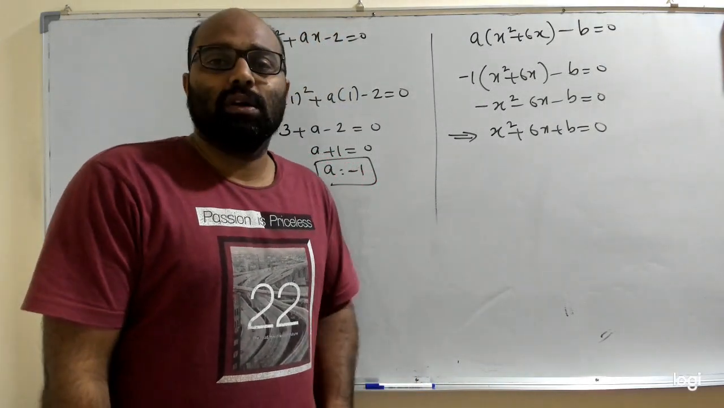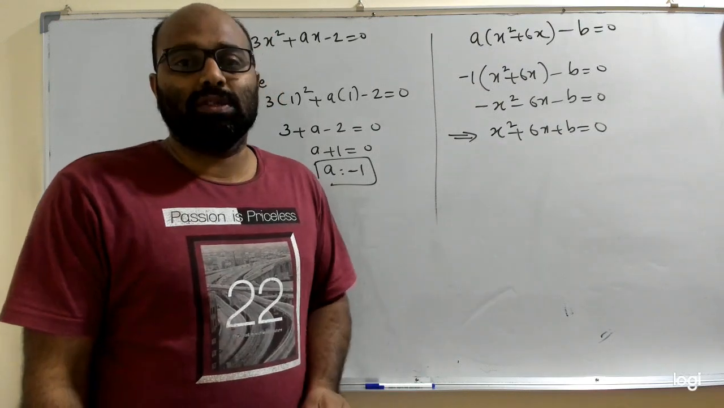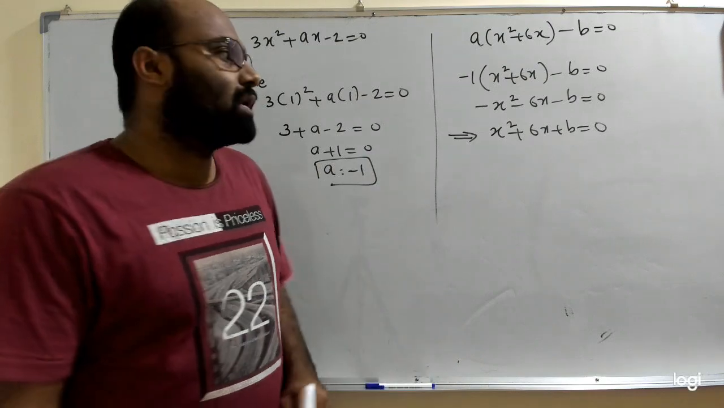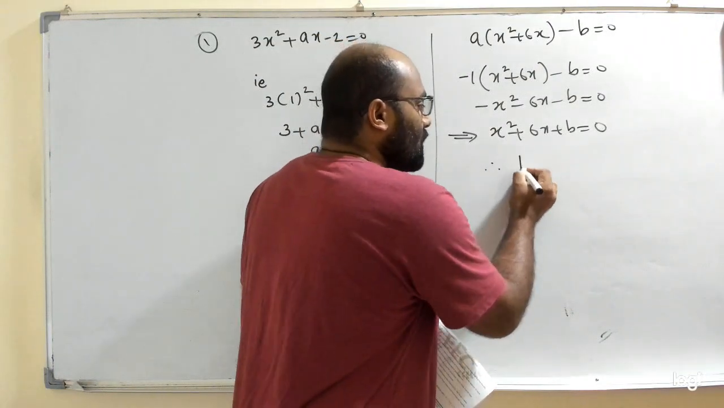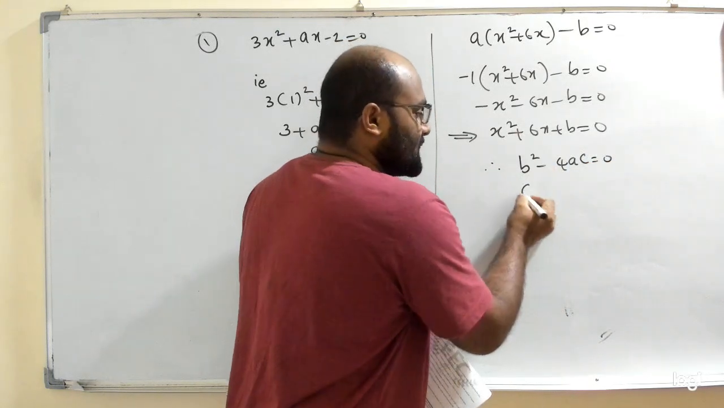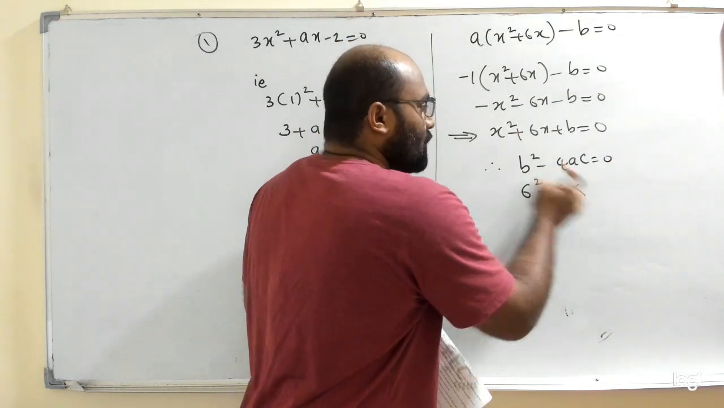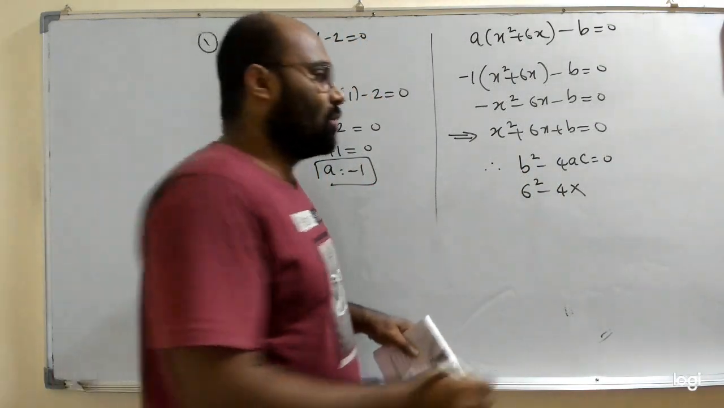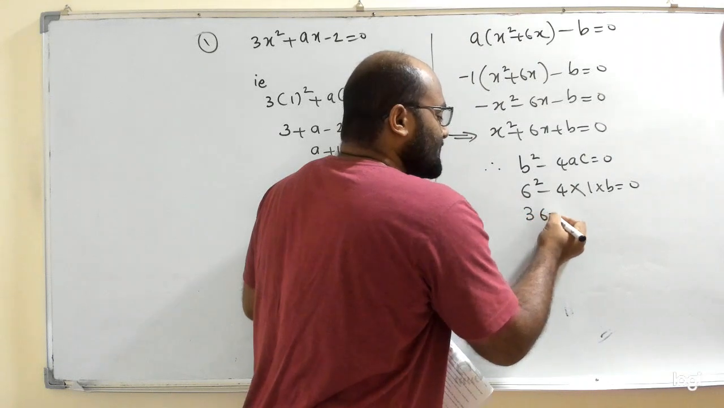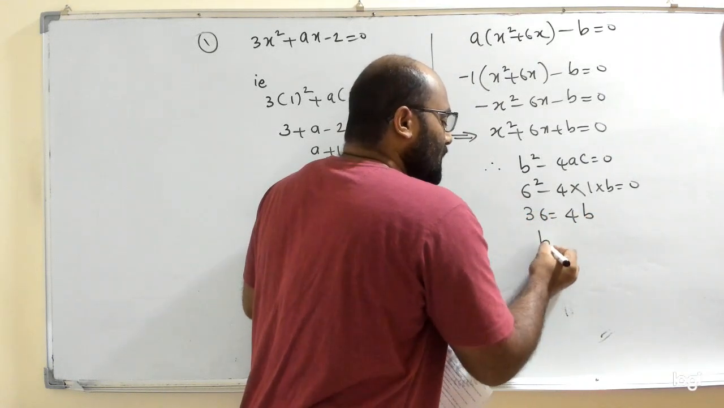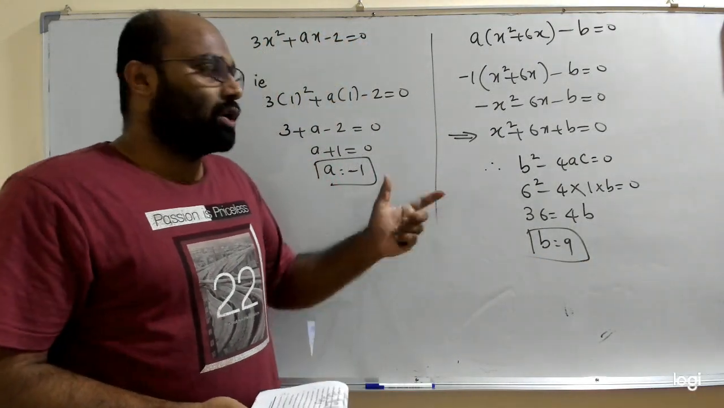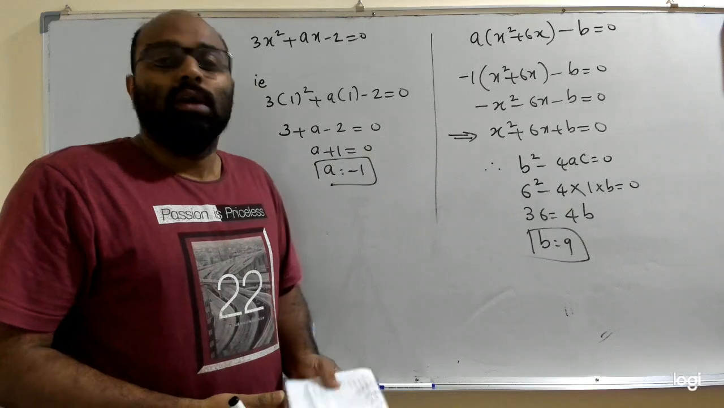It has what? Given that it has equal roots. So what is the condition? b square minus 4ac equal to 0. You know b how much? 6. 6 square minus 4 into a, means coefficient of x square, how much? 1 into b equal to 0. So 36 equal to what? 4b. b equal to how much? 9. We got the value of a and b. I hope you understood both questions. Please note it. It's an important question.